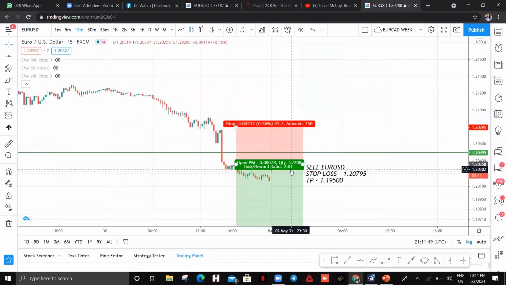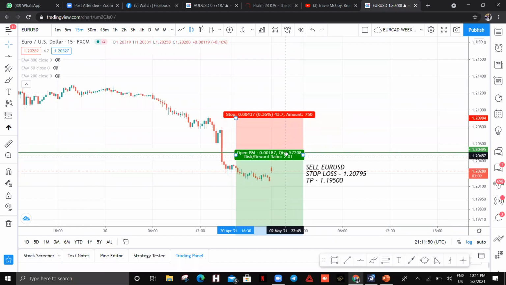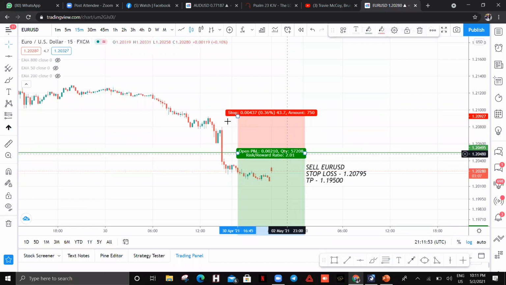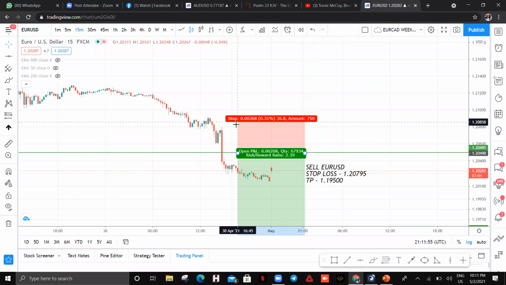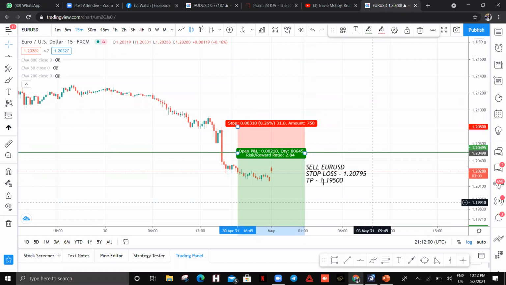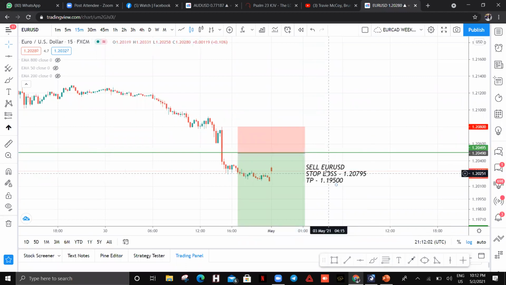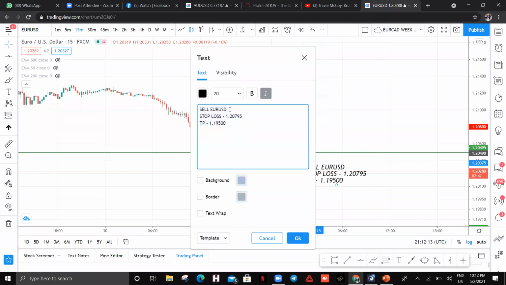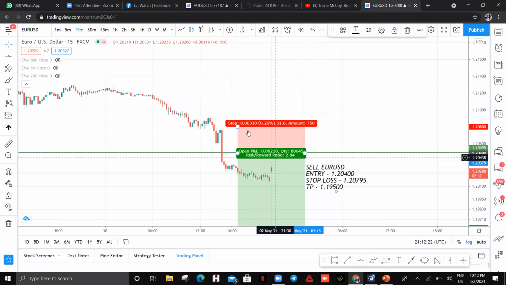So let me move this to this particular place here. So let's change our entry. Our stop loss will still be the same. So your entry should be on the pivot level, let's say 1.20400. So you allow price to come back to retest this pivot level, close below it, then you take your sell.